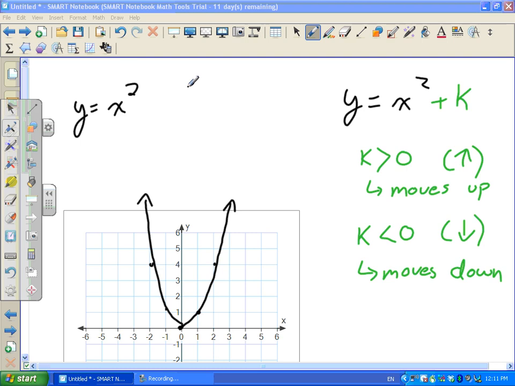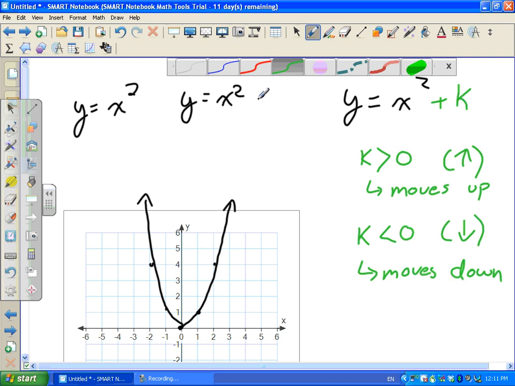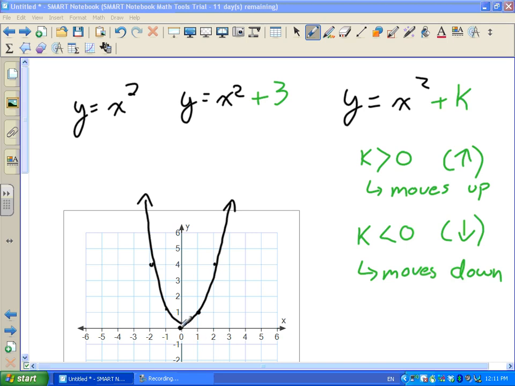So, for instance, our first one, we're going to do y is equal to x squared. And we'll give ourselves a positive value of k, let's do 3. I like 3. Okay. So the easiest way to do this is to start at our vertex. And we know our vertex is 0. I move that vertex up 3 spots. 1, 2, 3. So our first coordinate is now going to be on the 3.